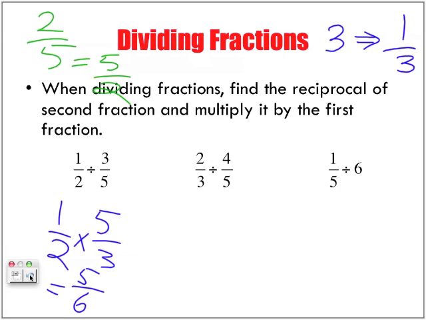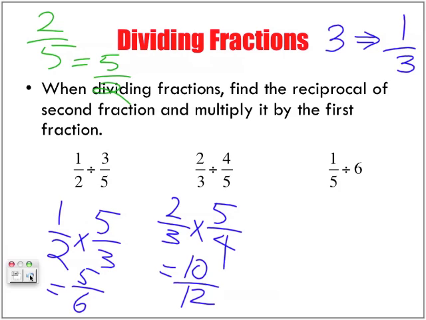Okay. Next one. 2 over 3, right? When we're dividing fractions, we multiply by the reciprocal of the second fraction. What does the second fraction become? 5 over 4, right? That's the reciprocal. So we multiply numerators and we get 10 over 12. Is that our answer? No. What can we divide evenly? 2, right? We divide top by 2, bottom by 2, and we get 5 over 6.